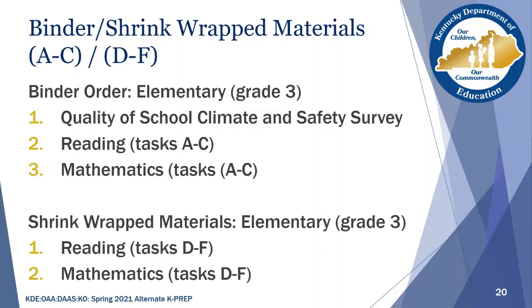Slide 20 shows an example of how the materials would look for a grade 3 assessment. Again, task A through C are in the binder and can be administered after the survey has been completed. If the choice is made to administer the entire content, task A through F, then the shrink wrap materials could be opened and combined with task A through C.